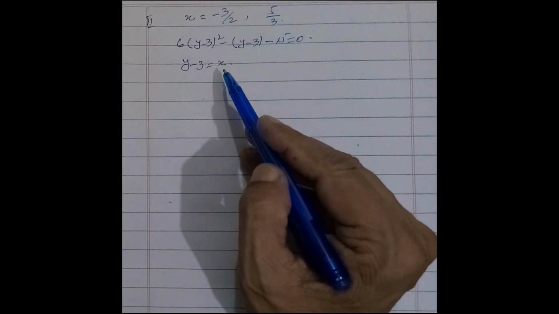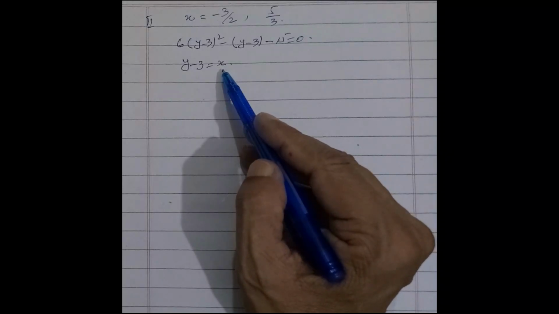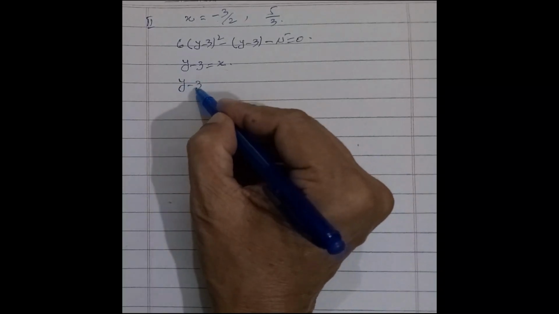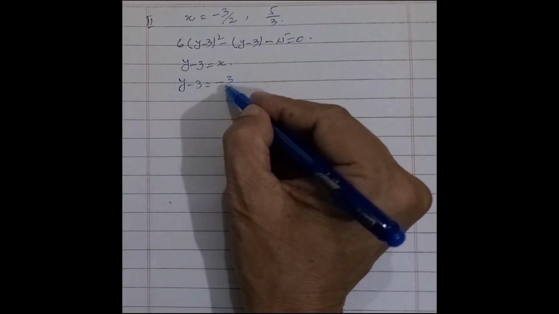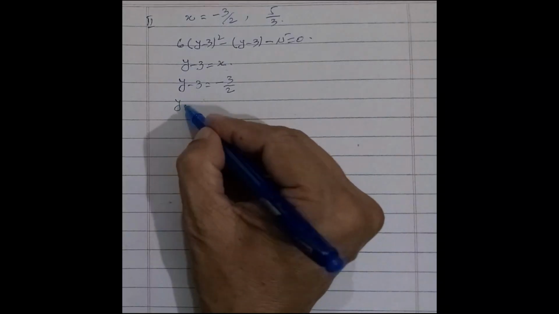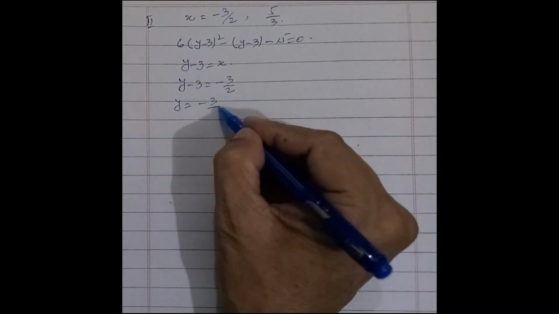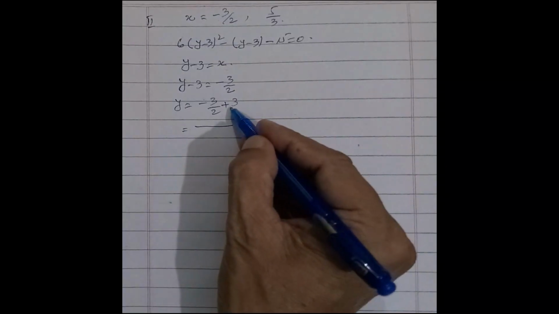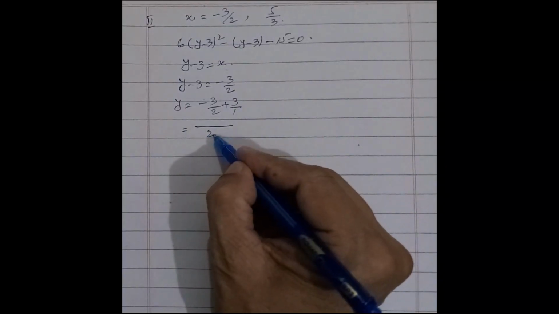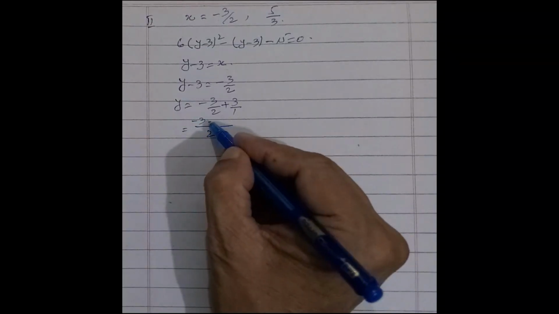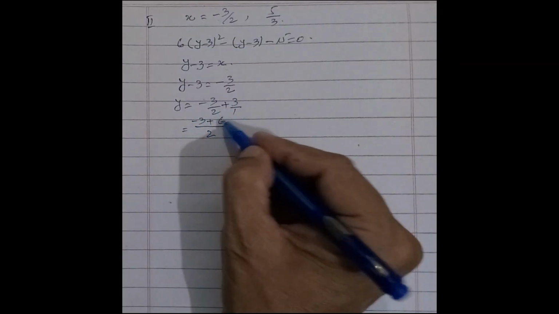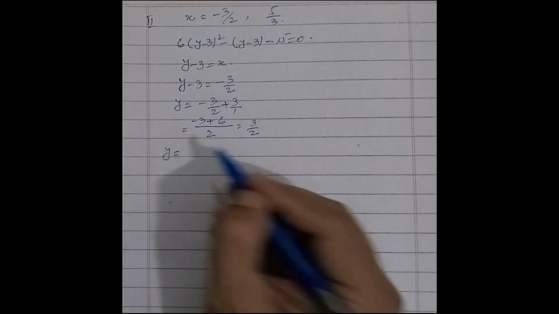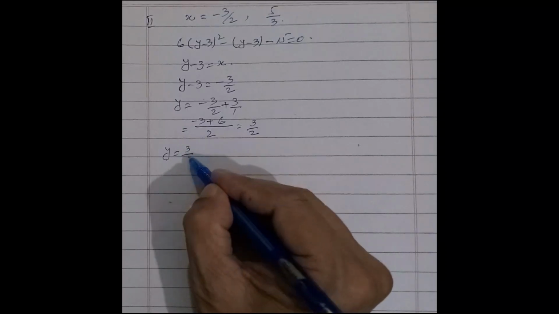So we put these values one by one to find the value of y. y minus 3 is equal to minus 3 over 2. We get y is equal to minus 3 over 2 plus 3. Simplify it. We take LCM 2, it is minus 3 plus 3 twos are 6. The answer is 3 over 2. So the value of y is equal to 3 over 2.